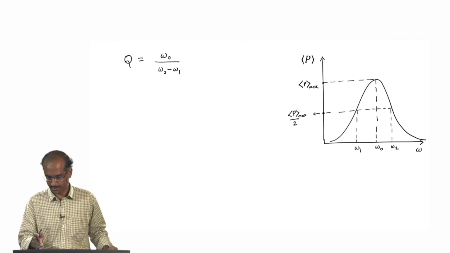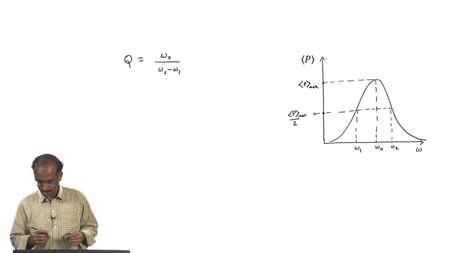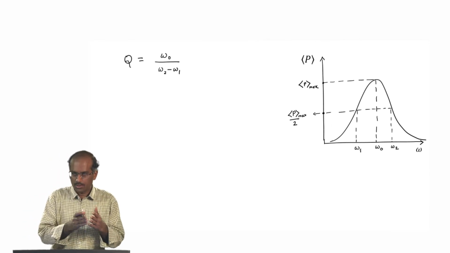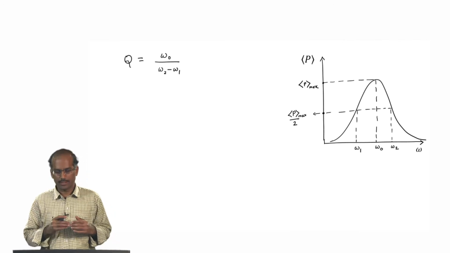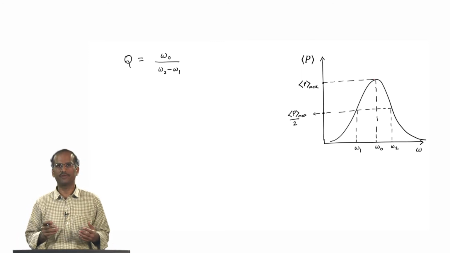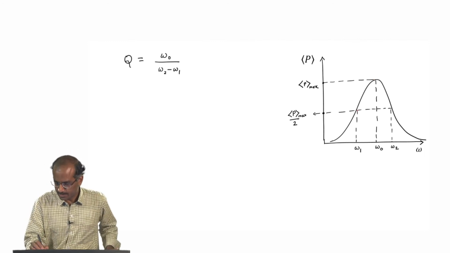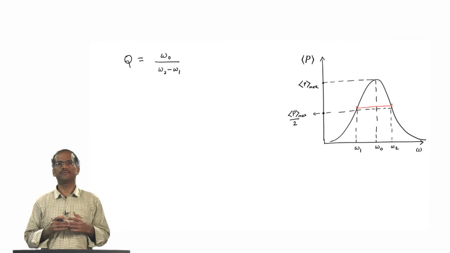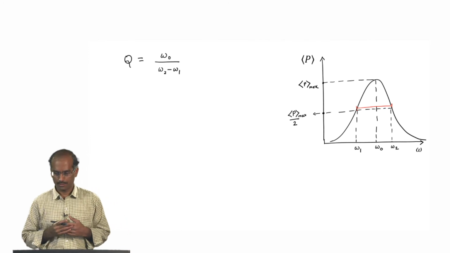In general this curve is symmetric about omega 0, but it is my poor drawing that makes it look as though it is not symmetric. So, my Q value definition says that it is simply omega 0, which is the value of driving frequency corresponding to the peak power being supplied to the oscillator, divided by this width, which is often called the full width at half maximum. That is the definition of Q value in this case.